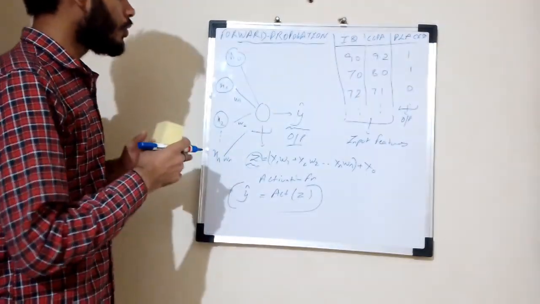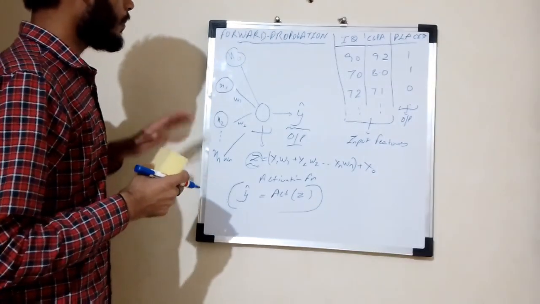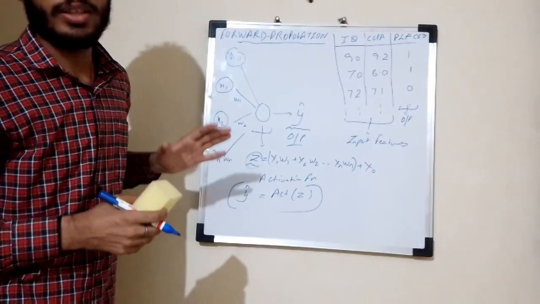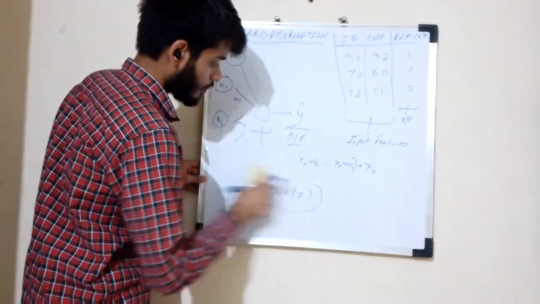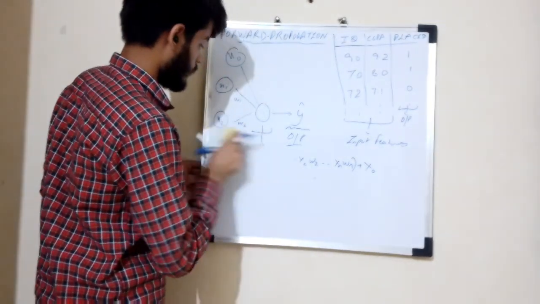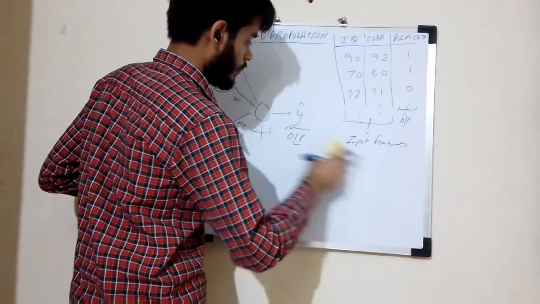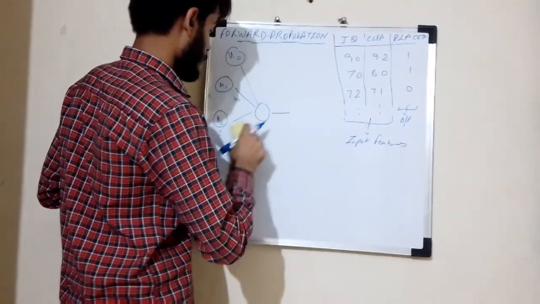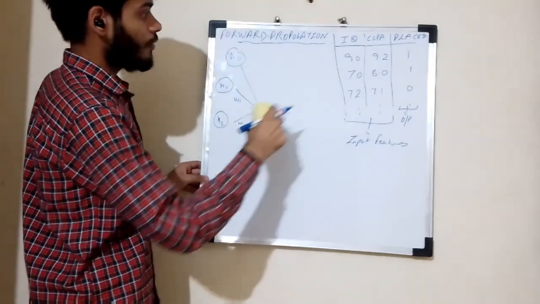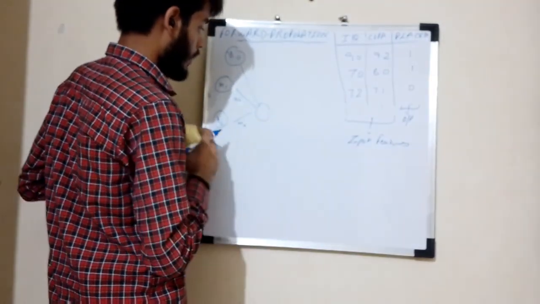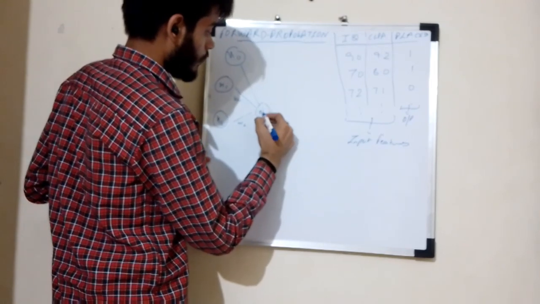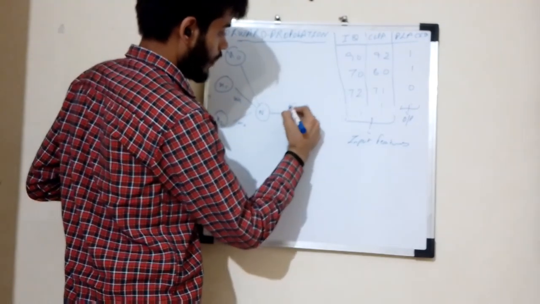Let me show you one more: a neural network with some hidden layer. We will be designing a neural network for this. So we have this neuron, and this will be passed to this.